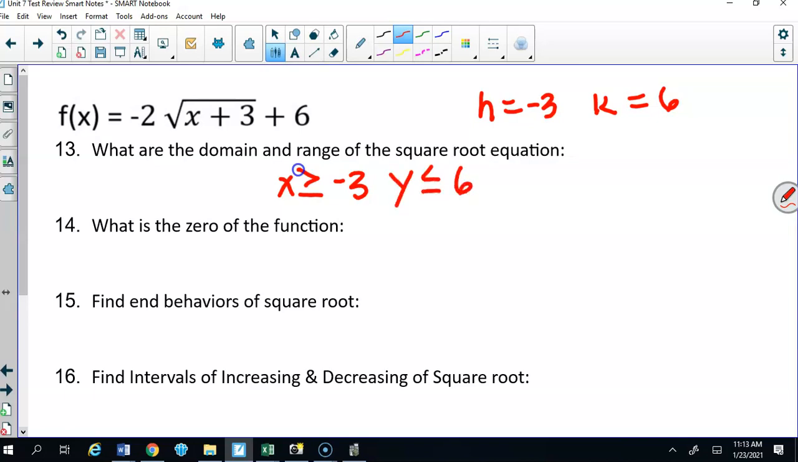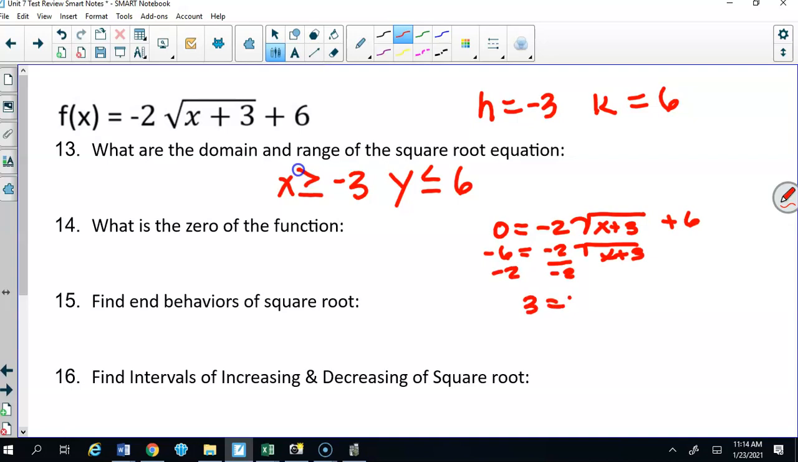This is what is the zero of the function. Well, to find the zero of the function, what we're going to do is set this equation equal to 0 and solve it. So that's what we're going to do over here. So we're going to say 0 is equal to -2 square root of x plus 3 plus 6. So we're going to subtract that 6 from both sides. Then we're going to divide both sides by -2. So that's going to give us 3 over here is equal to the square root of x plus 3.